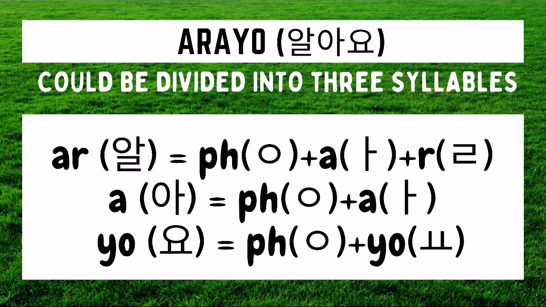Now, how do we write ARAYO in Hangul? Let's start with the first syllable. To be able to write the syllable ar in Hangul, we need to draw first a no sound iyang or a placeholder iyang at the first position of the syllable, followed by an a character, followed by a real character. For the second syllable a, we need to draw first another iyang character, which serves as a placeholder, followed by an a character. Lastly, for the third syllable, we need to draw first an iyang character, followed by a yo character. Then, we just have to combine the hangul for each of these syllables to form the hangul of the word ARAYO.